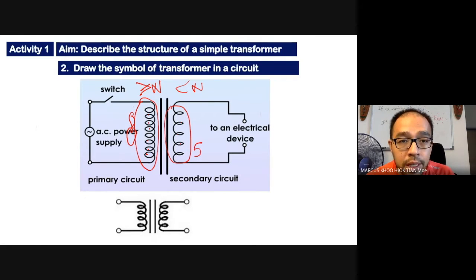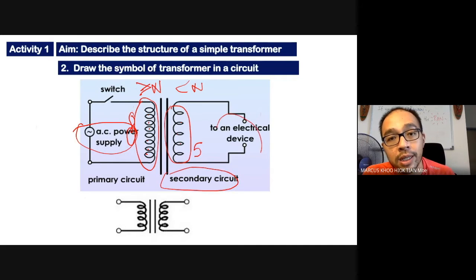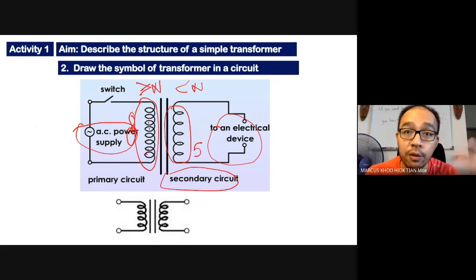But the primary circuit is always connected to the power supply. The secondary circuit is always connected to the electrical device that you want to provide that voltage with. So in short, this is how the transformer will look like. Primary coil on one side and 2 lines for the soft iron core, and then secondary coil on the right side.